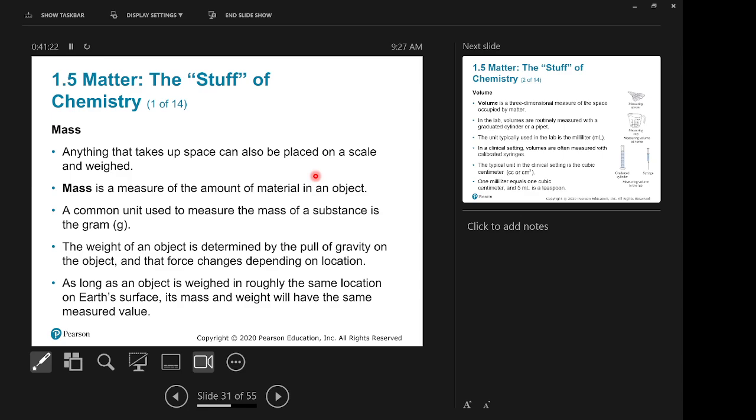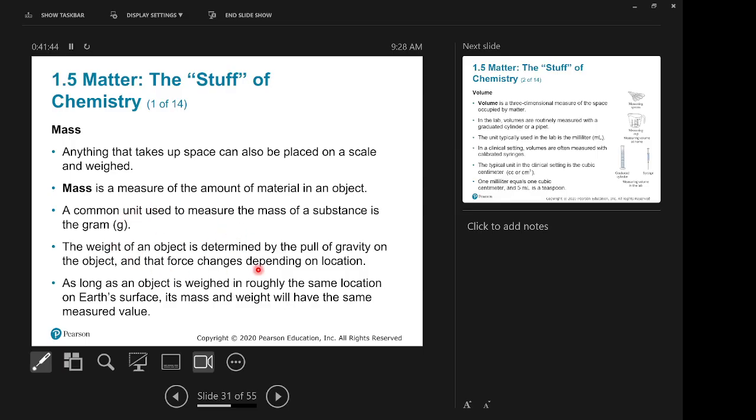Mass. This is anything that takes up space that can also be placed on a scale and weighed. Mass is going to measure the amount of a material in an object. This is a pretty decent definition. This one right here is actually a circular definition, but people tend to understand it easier. Now, a common unit for mass is going to be things like gram.